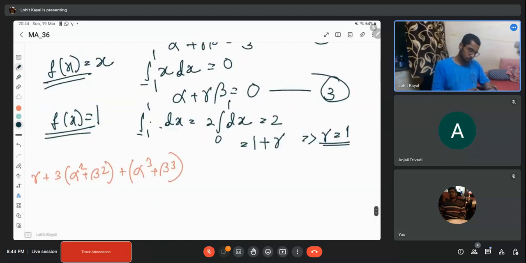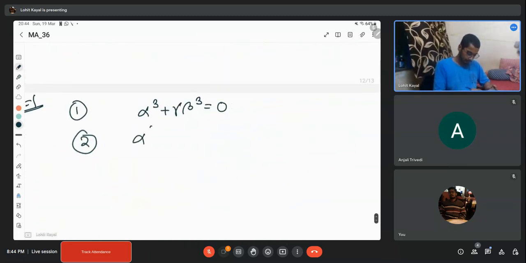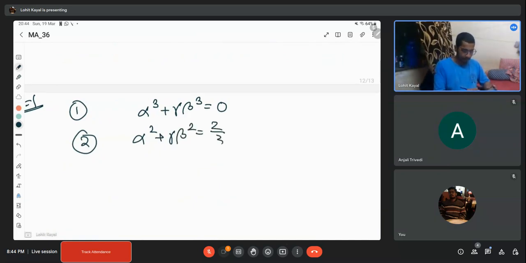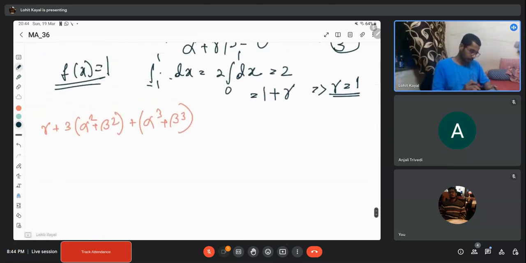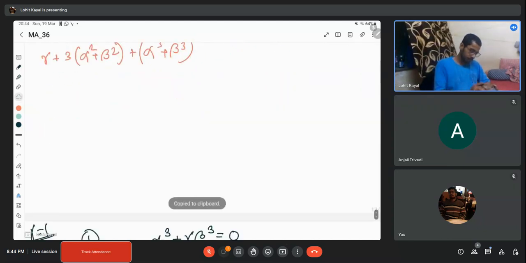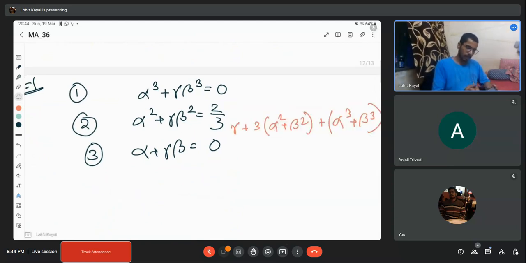Second equation, alpha square plus gamma beta square equals 2 by 3. Third equation, alpha plus gamma beta equal to 0. And I need to find this expression. Copy. I will paste it here. Paste. I need to find this expression.